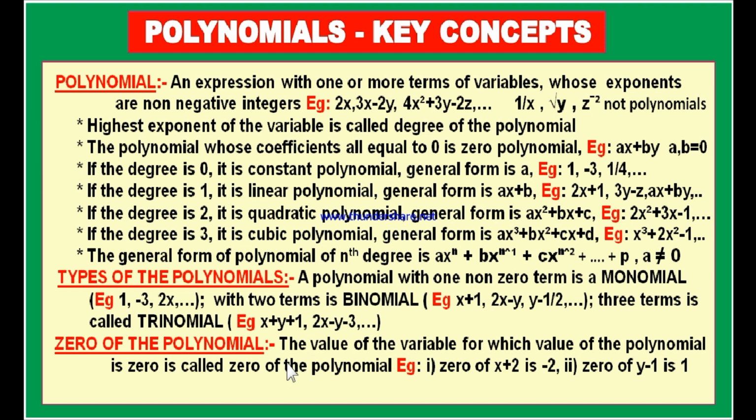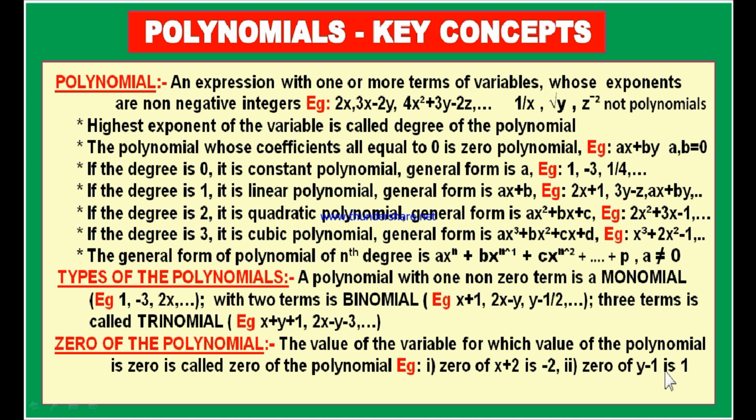The value of the variable for which the value of the polynomial is 0 is called zero of the polynomial. It means the value of the variable for which the total polynomial becomes 0 is called zero of the polynomial. x plus 2 is a polynomial. If we substitute x is equal to minus 2, then minus 2 plus 2 makes the value of the polynomial 0. This minus 2 is called zero of the polynomial x plus 2.